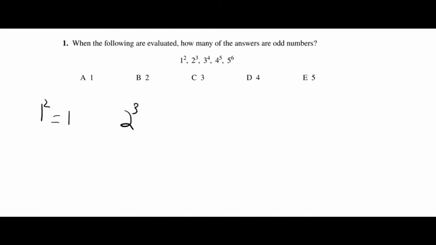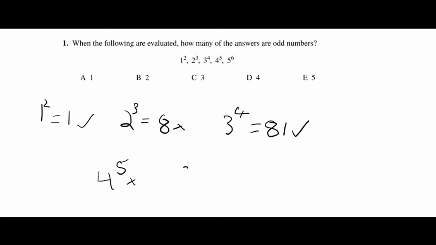2 cubed is equal to 8, which is even. And then 3 to the power of 4 is 81, which is odd. 4 to the power of 5, well, 4 to the power of 5 is just 4 times 4 times 4 times 4 times 4. And so if we multiply even numbers, we're going to end up with an even number. And so 4 to the power of 5 is even.